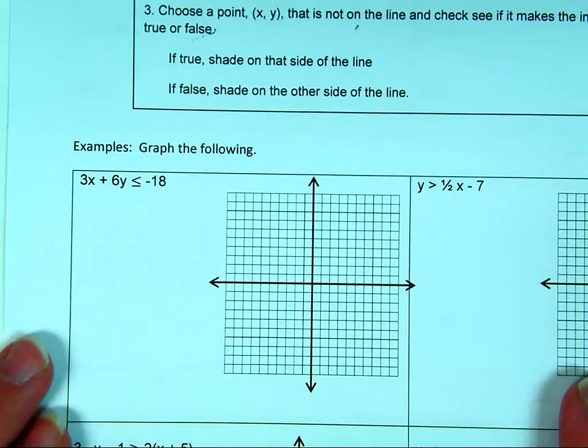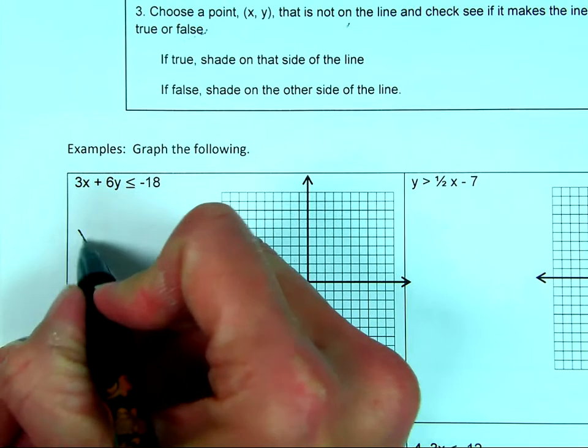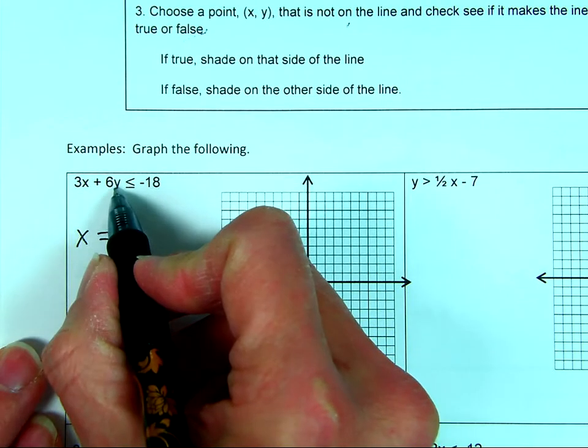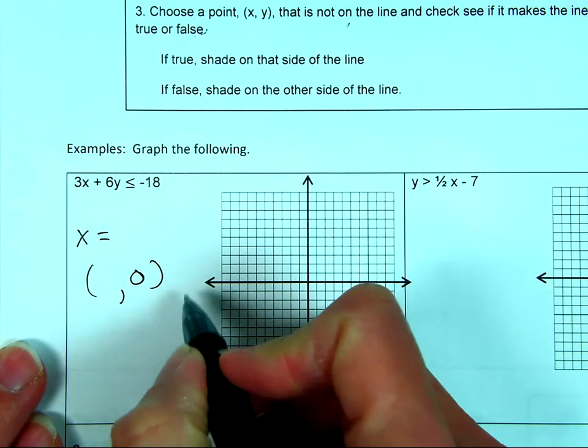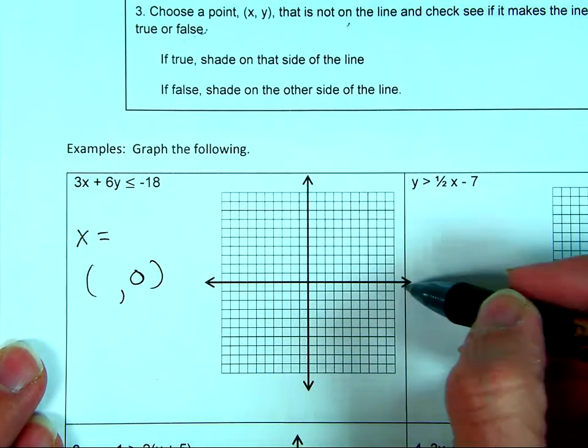So let's start this one. This one is in standard form, so I'm going to find the x-intercept. When I solve for x, that means I substitute 0 in for y to find my x-intercept, because anywhere y is 0 is on the x-axis.